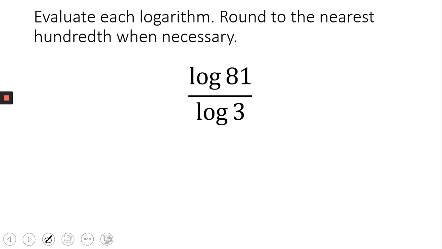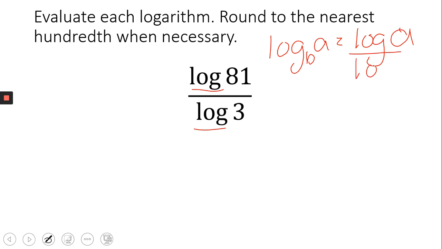So what do we have here? Why is this different than the last ones? Well, do you see 2 logs? It kind of looks like if you're thinking about the formula we learned at the beginning, log base b of a equals log of a over log of b, right?